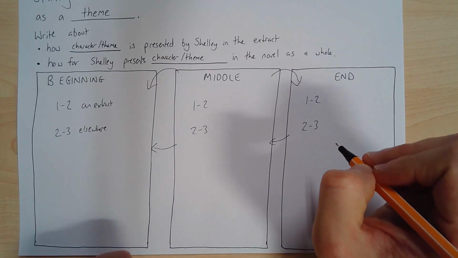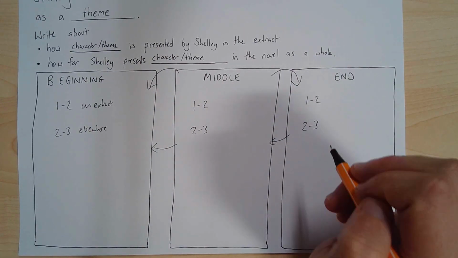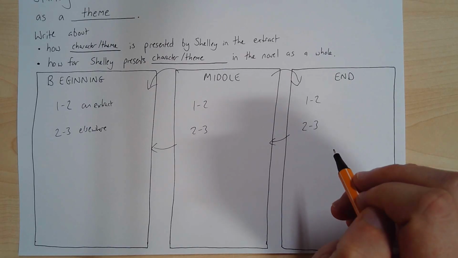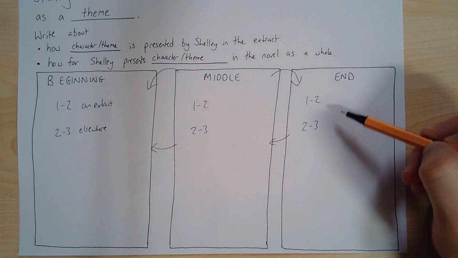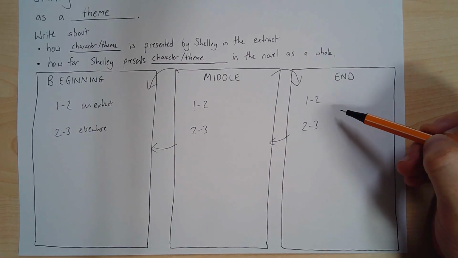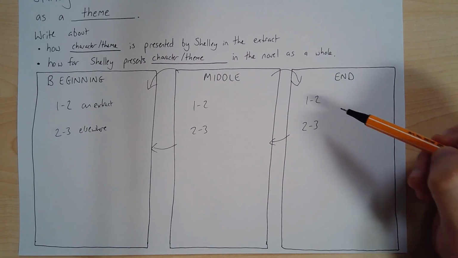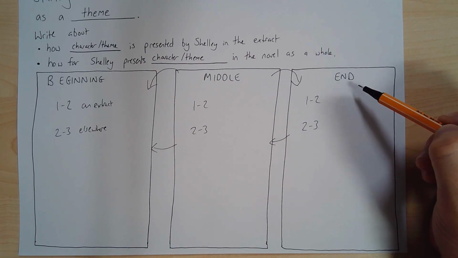Just as a quick rule of thumb, in every single trial exam and KIP, I have seen very, very few students talk effectively about the ending of Frankenstein. I would really like in your exam you to get an extract from the ending.